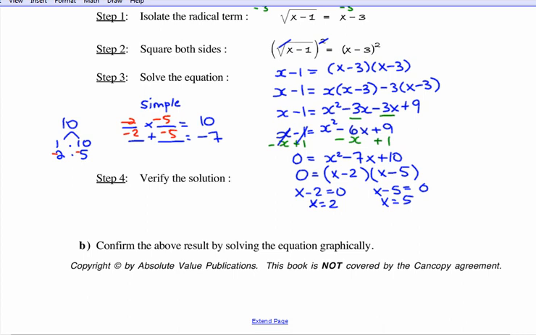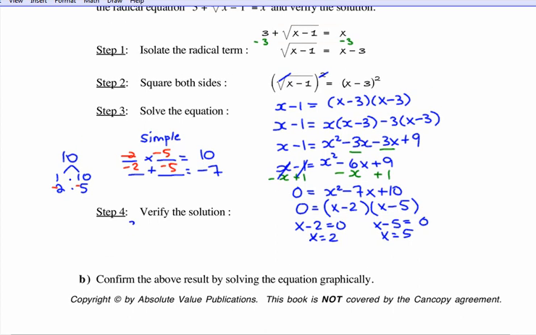So we're going to do a check. Verifying the solution, we always use the original equation: 3 plus the square root of x minus 1 equals x. Let's first do x equals 2. 3 plus the square root of 2 minus 1. 2 minus 1 is 1, and square root of 1 is 1. 3 plus 1 is 4, not 2. So that is not true, and therefore x equals 2 is not a solution. So we'll try x equals 5.